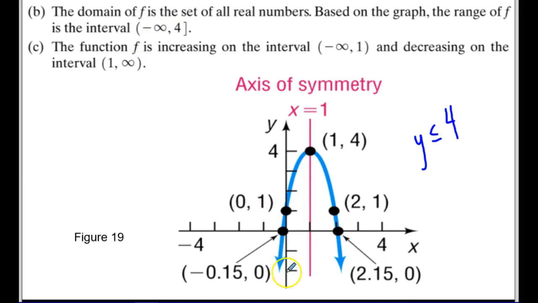Then I can also look at where my function is increasing. We want to see increasing and decreasing as if you were reading it like a book, so starting from left to right. From here to my vertex, it's increasing. And then from my vertex, continuing on, it is decreasing. We never want to include that vertex point in our interval notation because it's neither increasing nor decreasing. It's where the direction changes. So I'm increasing from negative infinity to 1, and I'm decreasing from 1 to infinity.